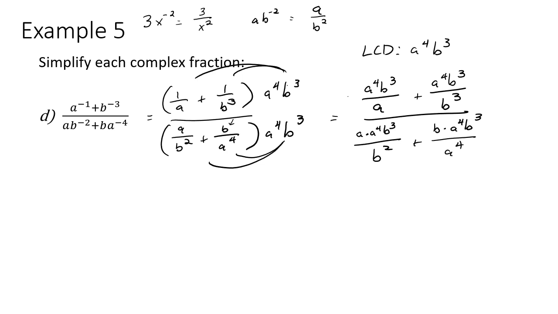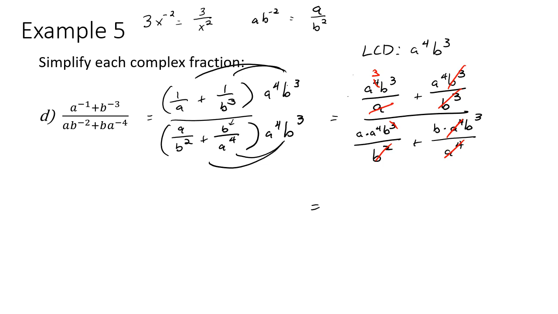And let's see how this reduces. So in the top left, the a will cancel out one of the a's on top. In the top right, the b's divide away completely. Bottom left, the b squared will cancel out 2 of the 3 b's on top. And in the bottom right, the a to the fourths cancel each other out completely. So let's see what we're left with.